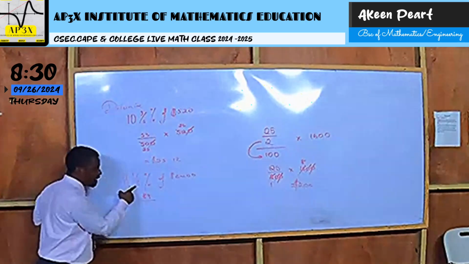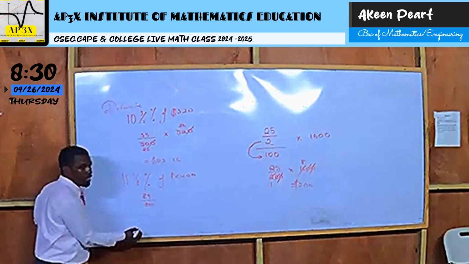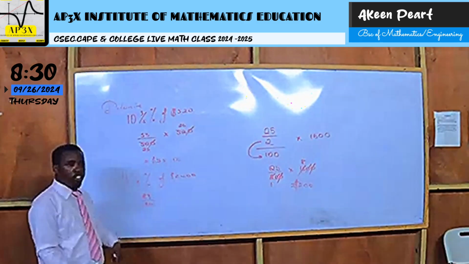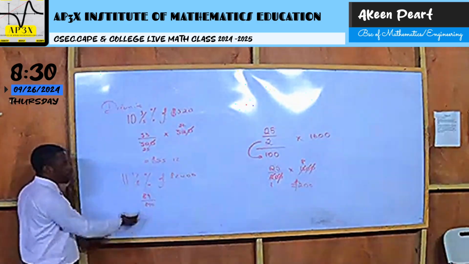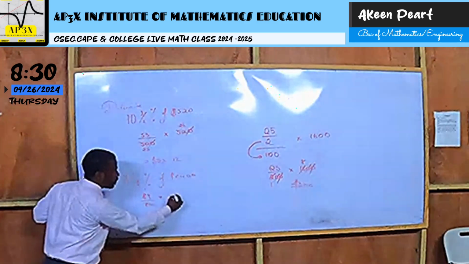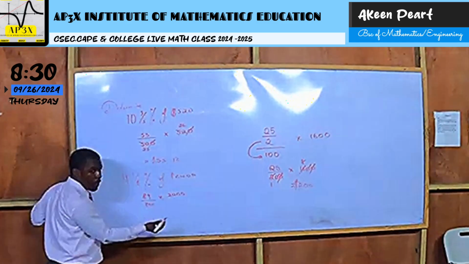89 over, instead of over 100, you can put it over what? 800. Now if you want to say 89 over 8 over 100, and then drop down the 8, you can do that if you want to. But if you just go straight with the same thing, 89 over 800 multiplied by 2,400. And you go ahead and cancel what you can cancel, however you want to cancel it.